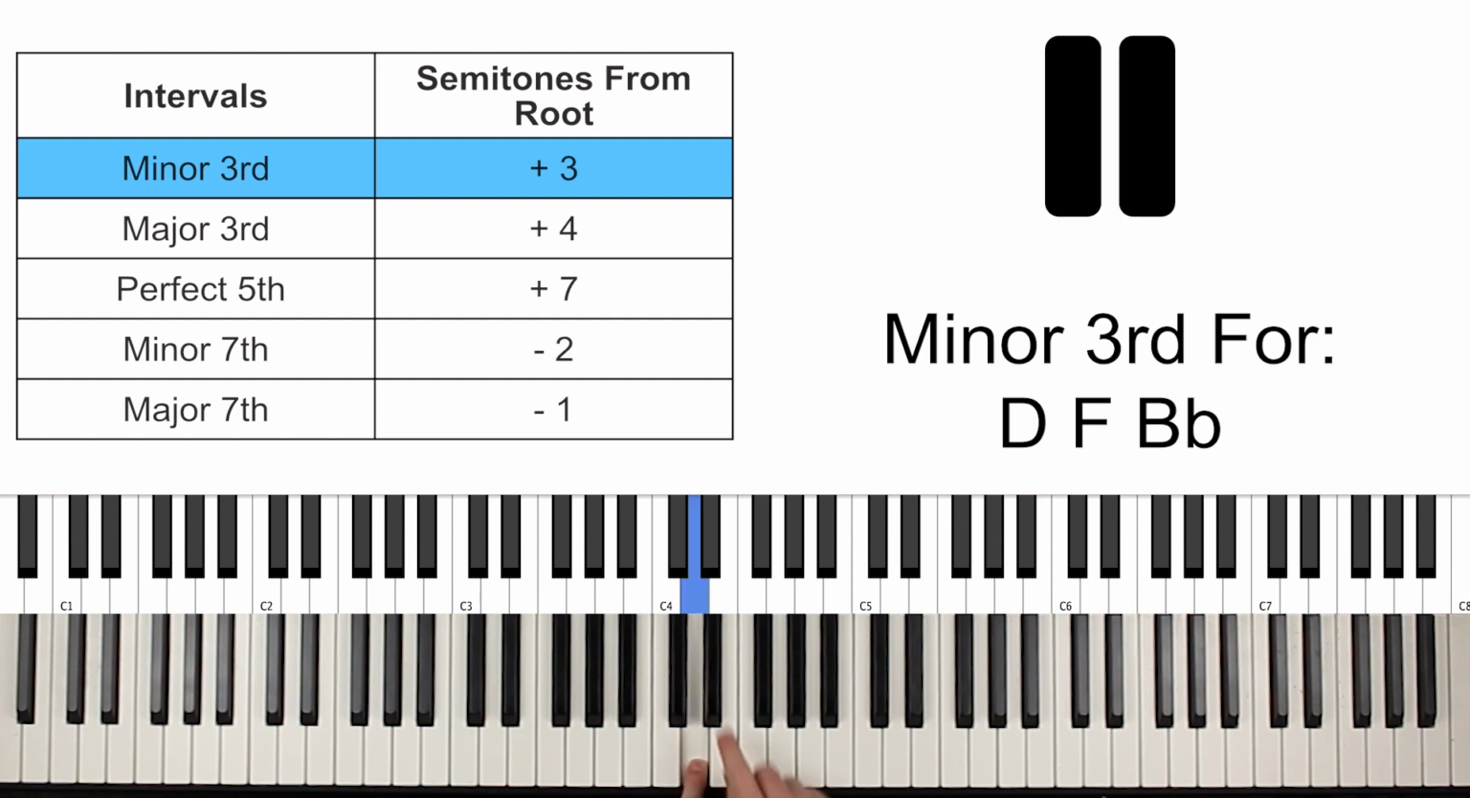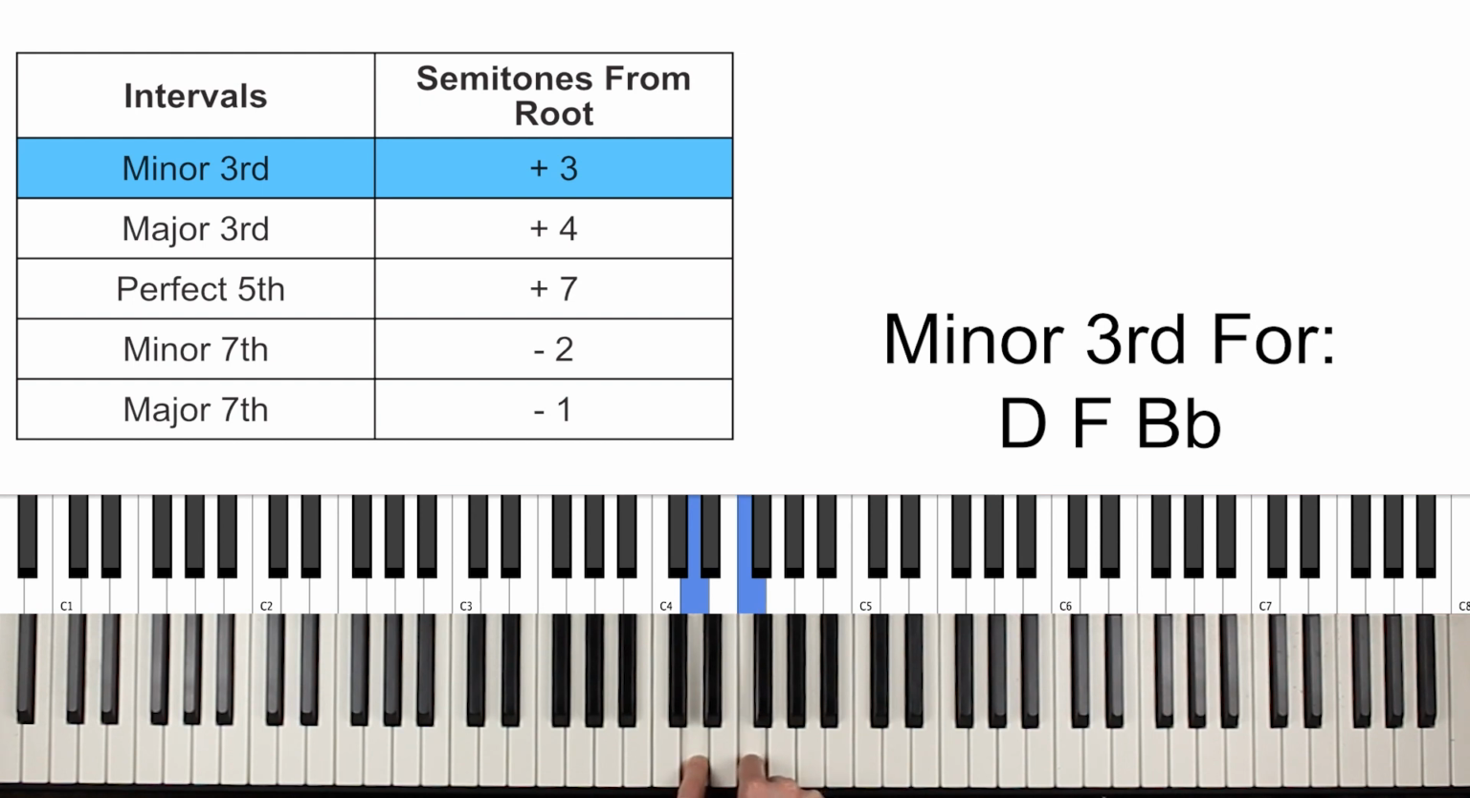So for D, 1, 2, 3, the minor third is F. For F, 1, 2, 3, the minor third is A flat. And for B flat, 1, 2, 3, the minor third is D flat.